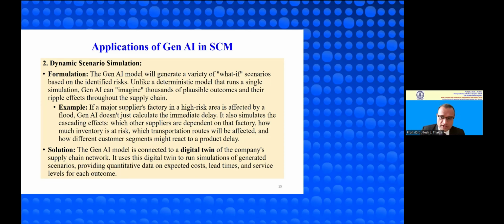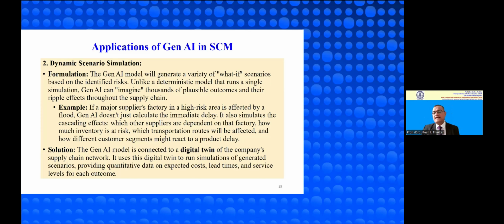undertake dynamic scenario simulation. Once you have identified the risk, the potential impact, and you have fed your tool with the structured and unstructured data, now your Gen AI model will generate a variety of what if scenarios based on the identified risks. And unlike your deterministic model, which only runs with a single simulation, Gen AI can imagine thousands of plausible outcomes and their ripple effects throughout the supply chain. So, what would be the magnifying effect or possible impact across the supply chain?